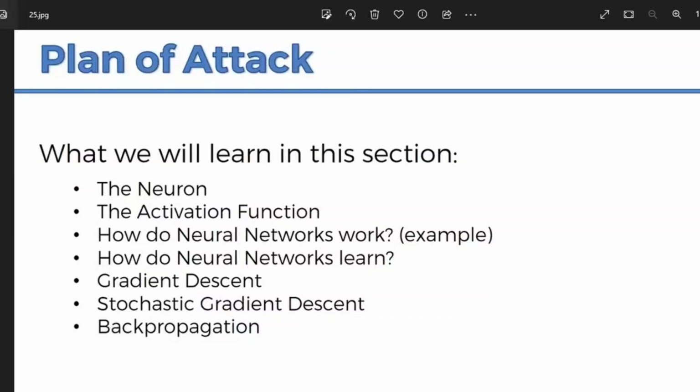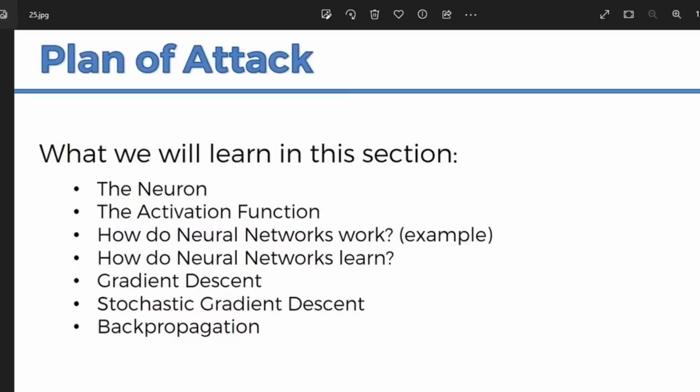So first, what is a neuron? And next, activation functions. Next, how the neural networks work, how the neural networks learn, and the step-by-step process of things. One by one, we are going to understand, right? Now, let us start with the first one.